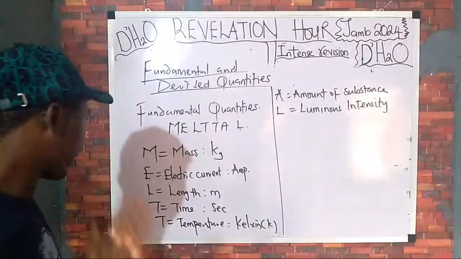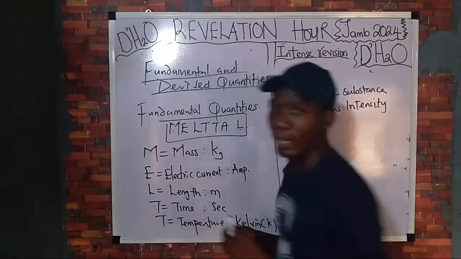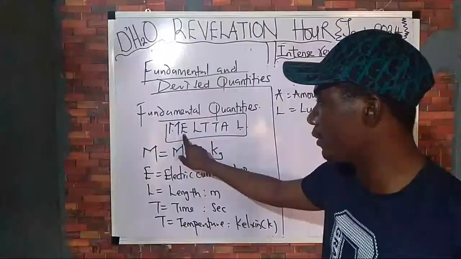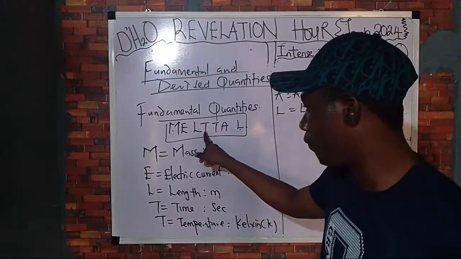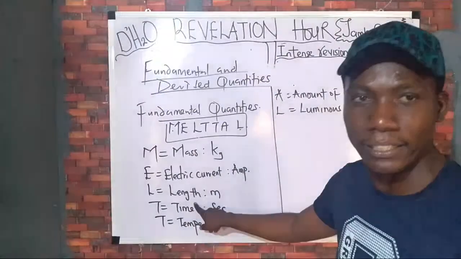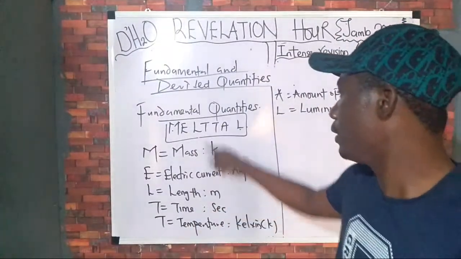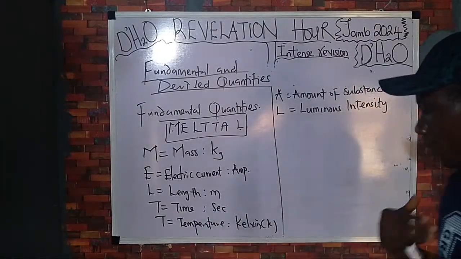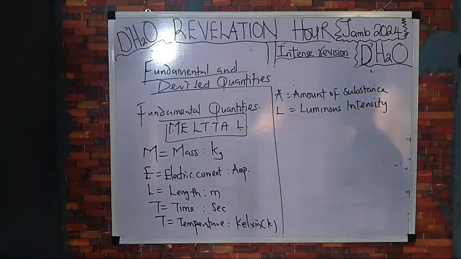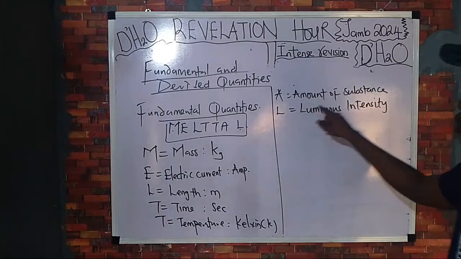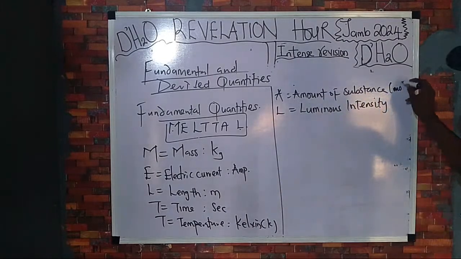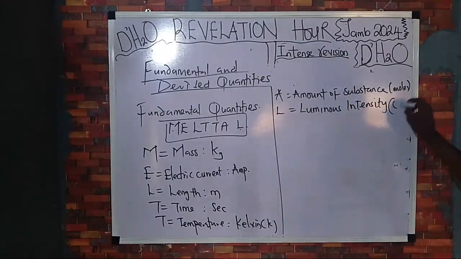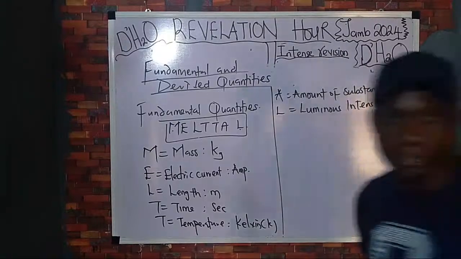Please take note of this. The first is M, the mass, and mass is measured in kilogram. The second one is E, electric current. The first L is length, and it is measured in meters. T means time, and it is measured in seconds. The other T is temperature, and it is measured in Kelvin. A is amount of substance, and it is measured in moles. Then your last L is luminous intensity, and it is measured in candela. Please take note of that.